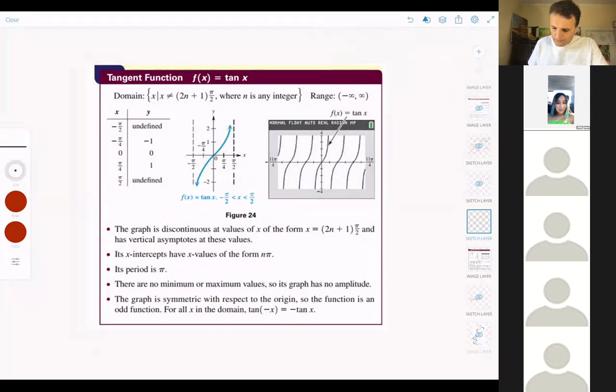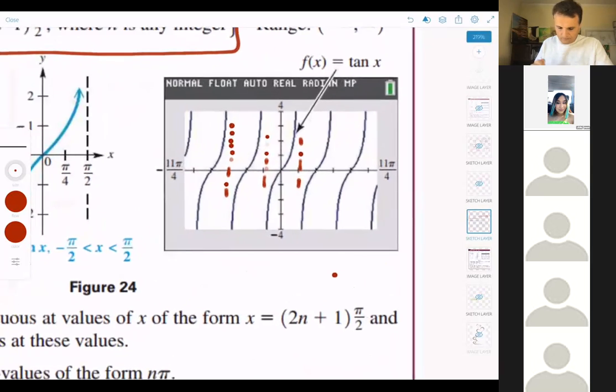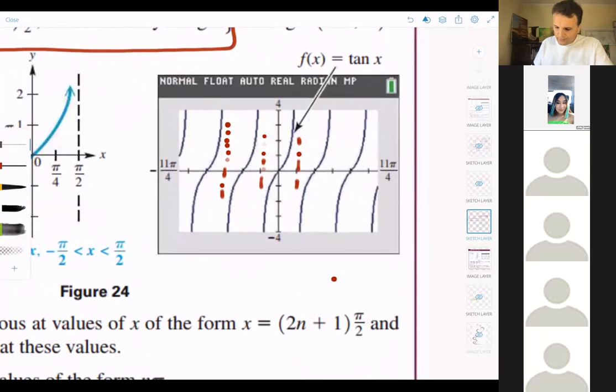So those are the lines, those are the points that we need to list, that are not in the domain. How do we write it? It is this one. Domain is x such that x cannot be (2n+1) multiplied by pi/2, and n is an integer. What does it mean? So the first thing we should do, this point is pi/2.